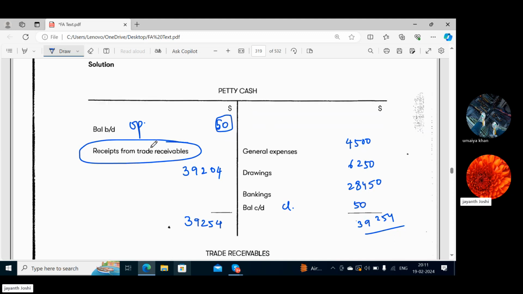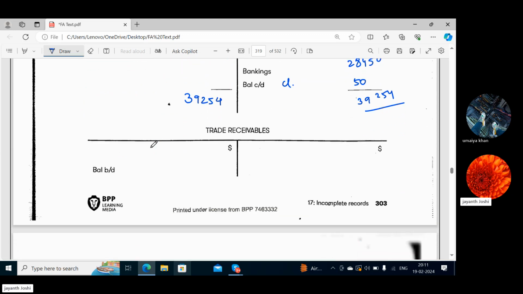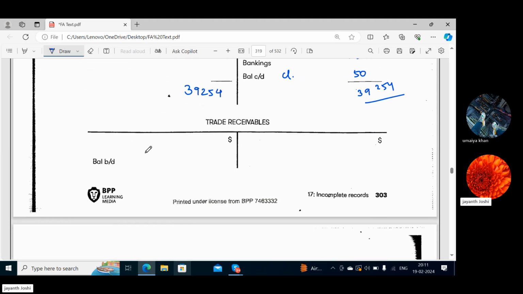Now with this information we will prepare receivables account. So receivables account opening balance was given. Opening balance is 1447.